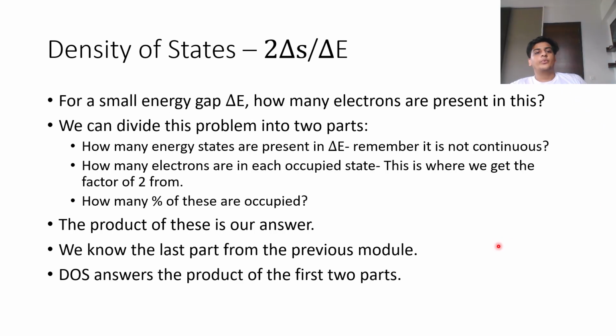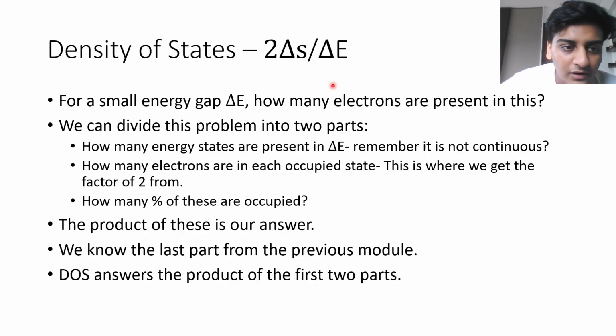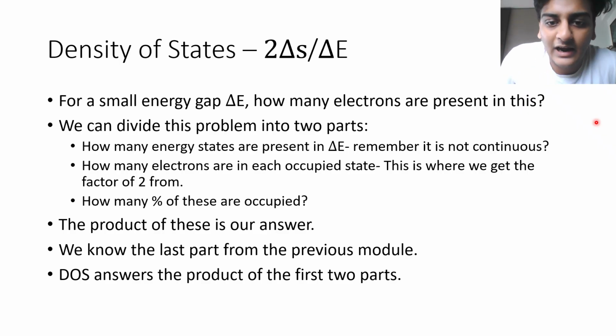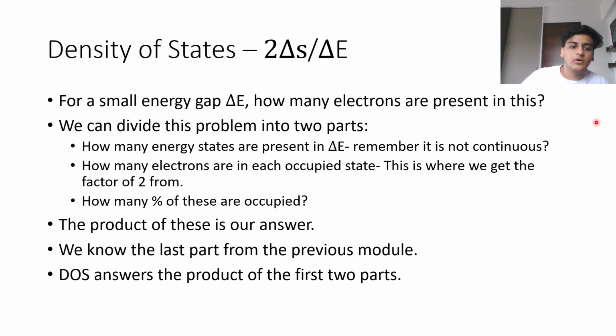Cool. So we call this quantity 2 delta S by delta E the density of states, and we basically want to figure out that for some small energy gap delta E, how many electrons are present in this energy gap, and then integrate over the total energy gap, right? So just take some small strip, find out how many electrons there are in this as a function of the energy, and then just integrate over all possible strips. That's what we are doing.